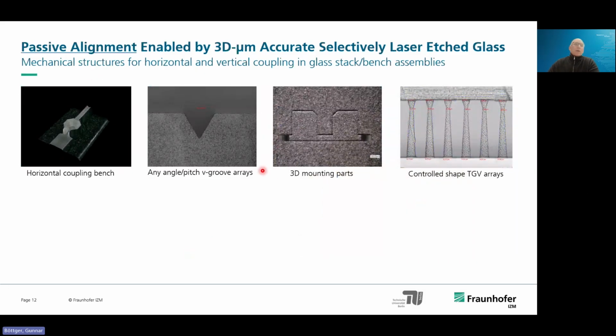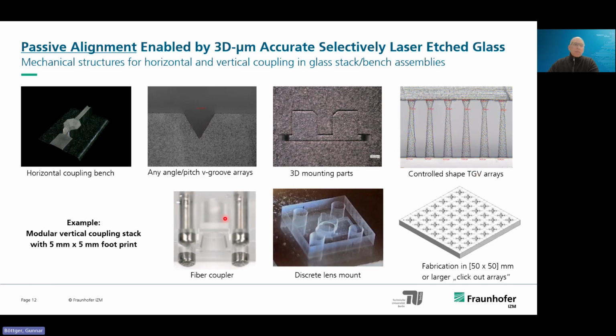We have been using glass quite a bit, and we found out that it is good to have glass mounting structures, and we can have 3D micrometer accurate glass structures that we create by selective laser etching. So you can fabricate horizontal coupling benches. You can have any angle or any pitch V-groove arrays for placing optical fibers or integrating lens components. And we can also do some laser shaping or through glass vias in a very controlled manner.